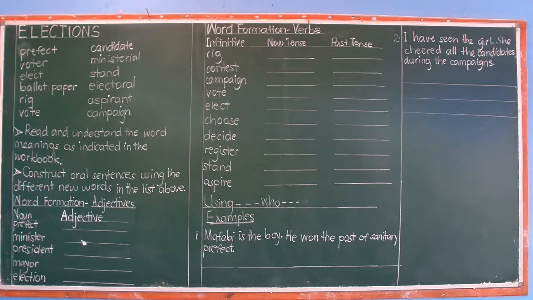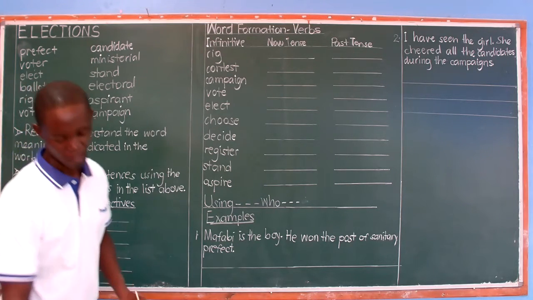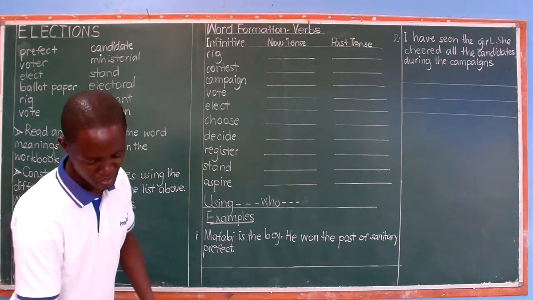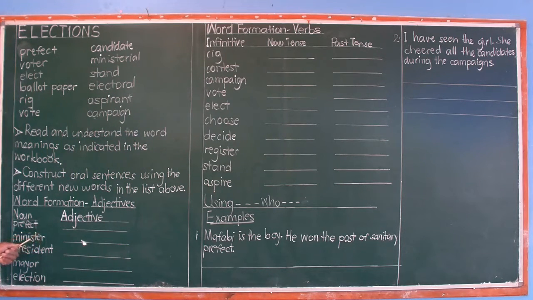Word formation. This is not on page 45. It's on page 46. That's where we're looking at word formation. The different words we're looking at are connected to the subtopic elections. This list is taken from the list of new words we have here, or words that are connected to the subtopic elections. So we have the word here, which is a noun. Then from that noun, we are going to form an adjective.